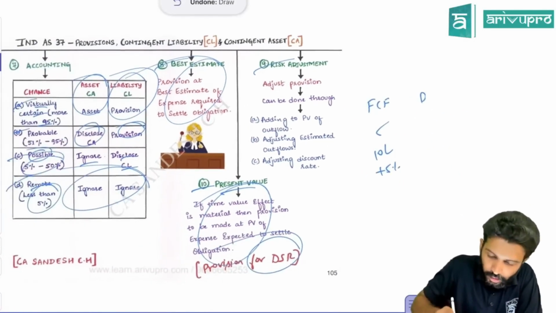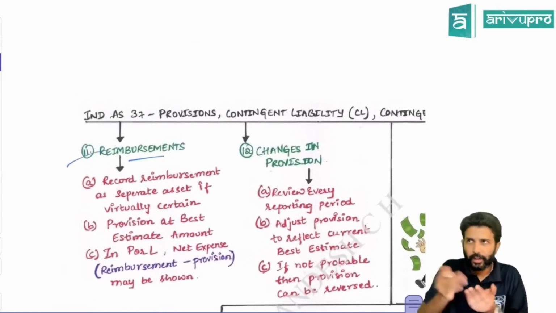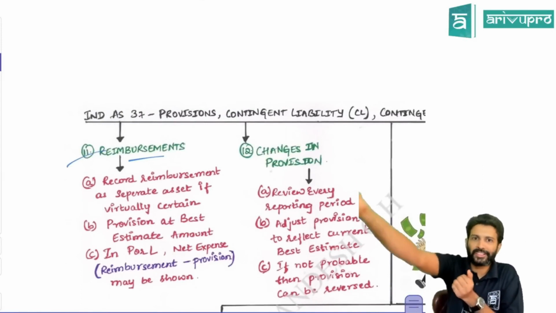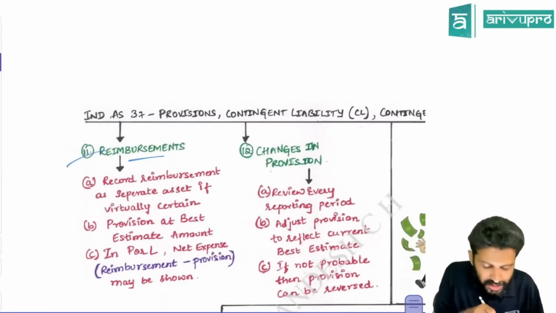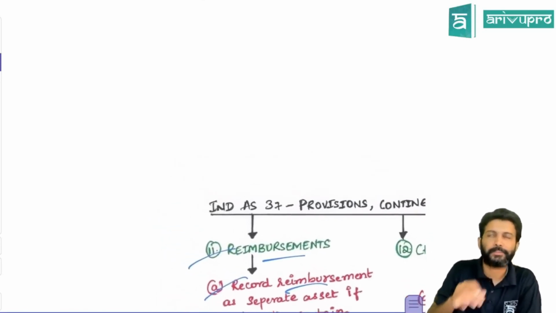Okay. Next one is reimbursement. Reimbursement means what, sir? The name itself is saying reimbursement. So when you pay something, you will get something back. So reimbursement, sir, you should record as a separate asset. Now, what is this reimbursement?